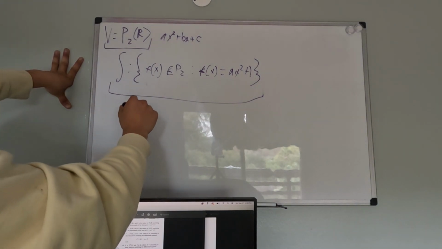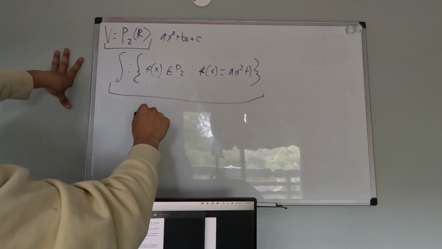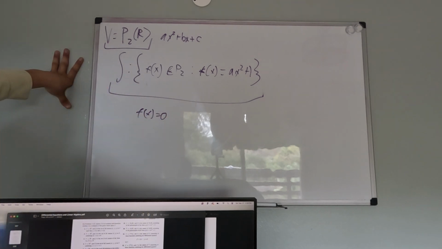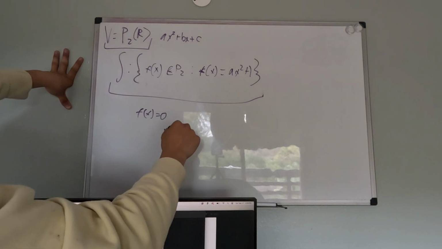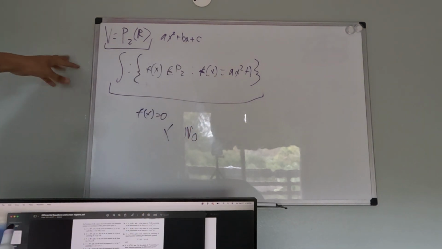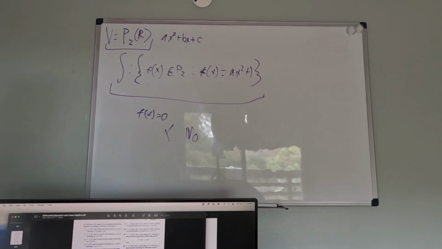So the first thing we're going to do is check f of x equals 0. Is this true? Let's take a look. When x equals 0, does that equal 0? No, so this is not true. That's it for this question, and that's going to be it for this video.